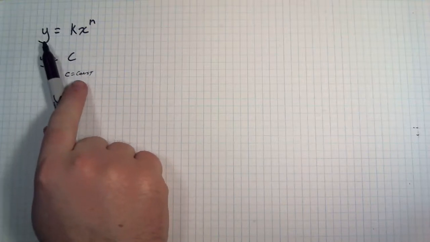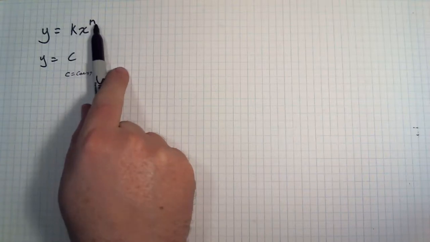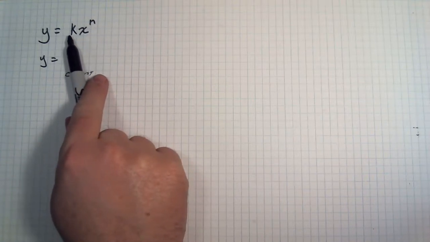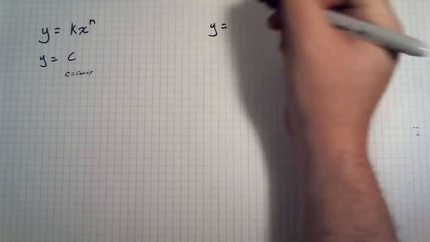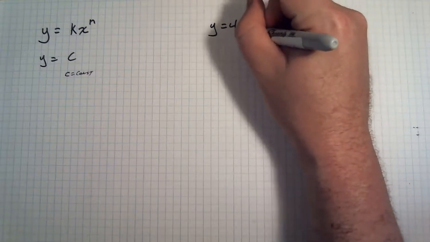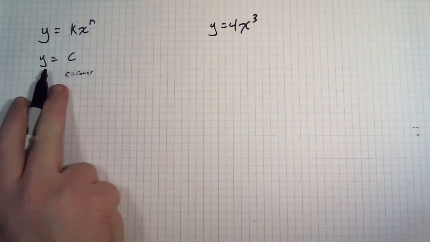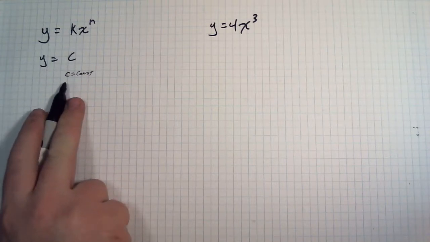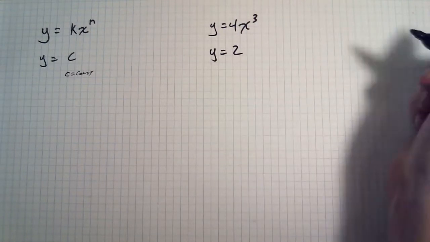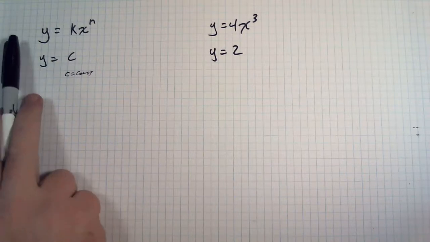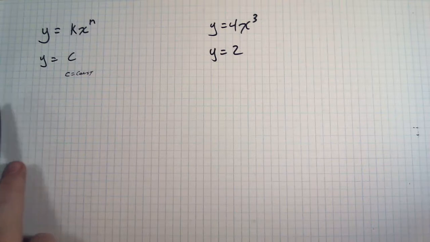So I have here this first version where y is a function of x. X is being raised to the power of n, and then there is this constant out in front of it. A perfect example of this would be y is equal to 4x cubed. And then I have another thing down here where y is equal to c, where c is a constant. And so, y is equal to 2. Okay, so if these are the functions, then the slope of the function is what's called the derivative.